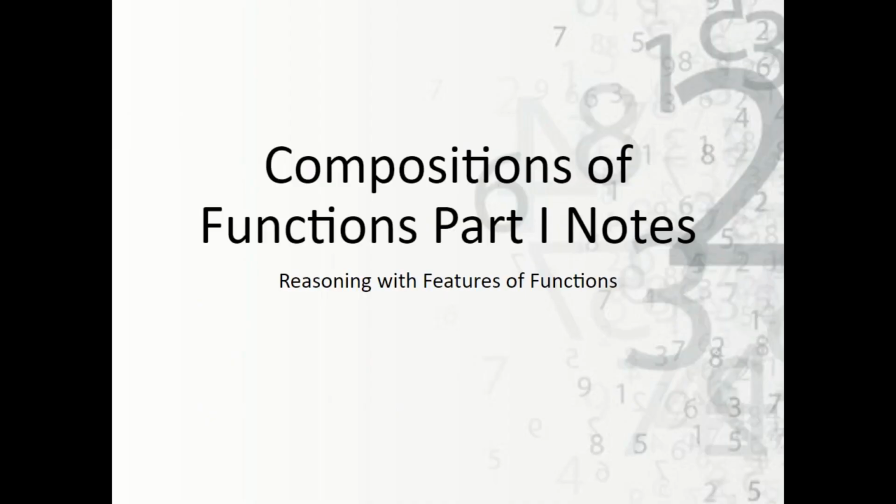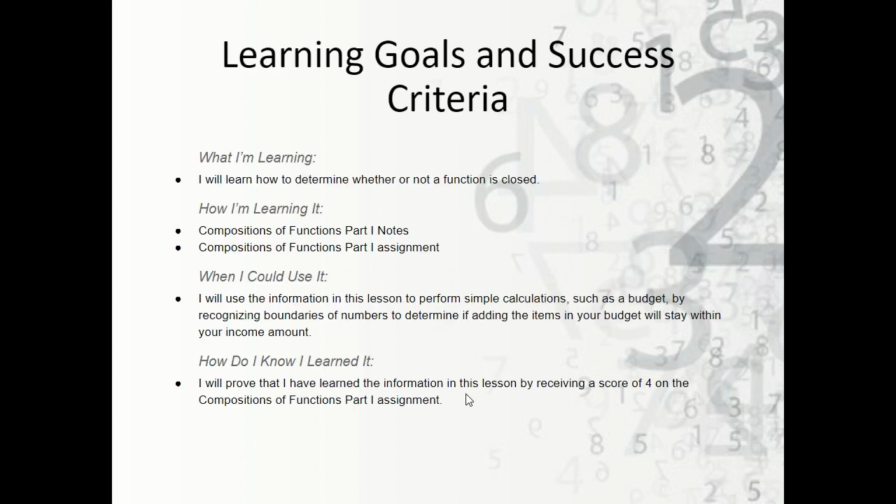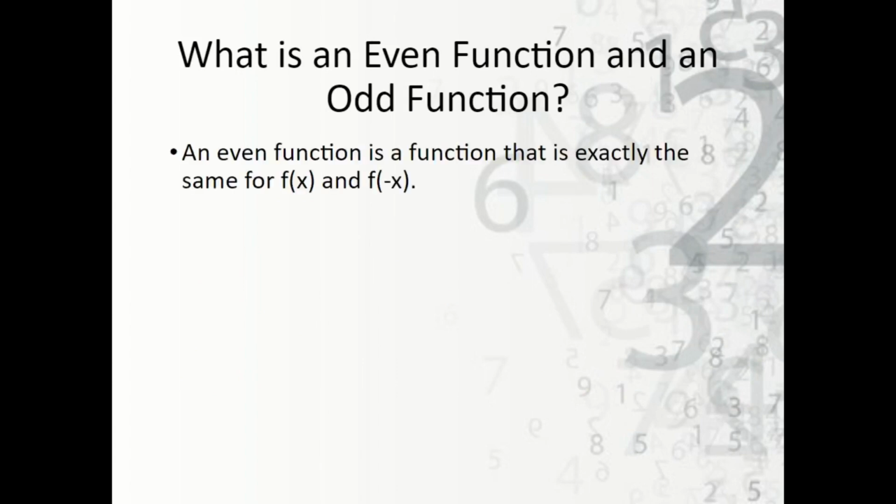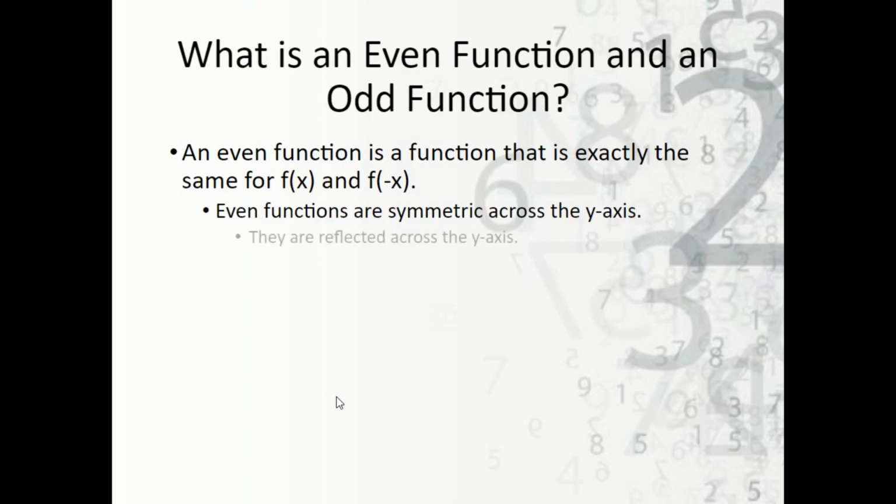Let's take a look now at the composition of functions part 1 notes. The notes begin with the learning goals and success criteria. So what is an even function and an odd function? An even function is a function that is exactly the same for f of x and f of negative x. So what this really means is that even functions are symmetric across the y-axis. So if I look on each side of the y-axis, I should see a direct reflection or a mirror of the function. So they are reflected across the y-axis.